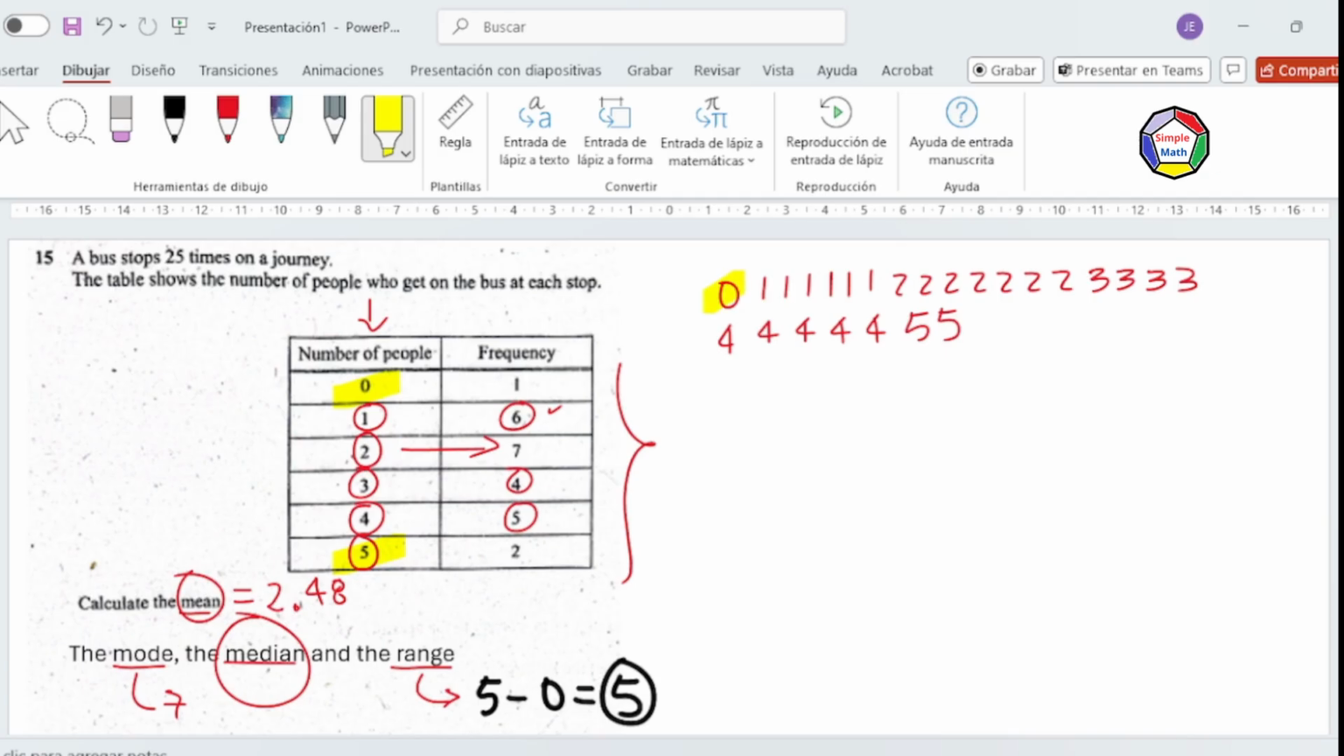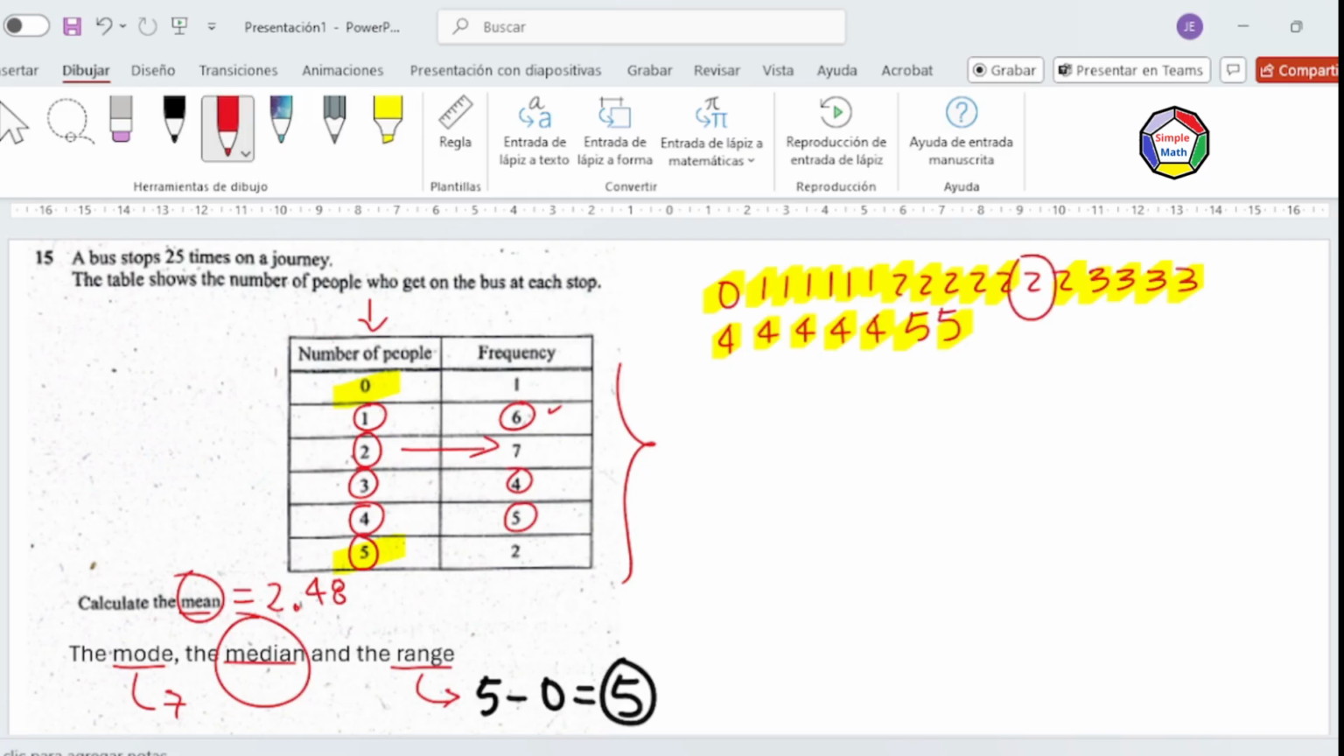One number on the left, one number on the right. Left, right. Left, right. Continuing this way until the end. So the median is the number 2.